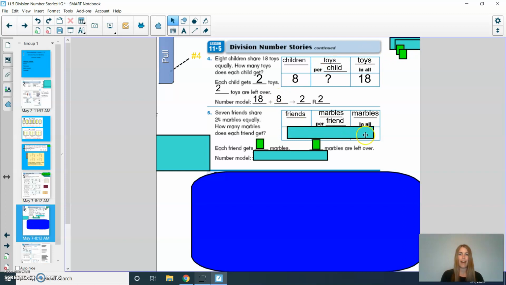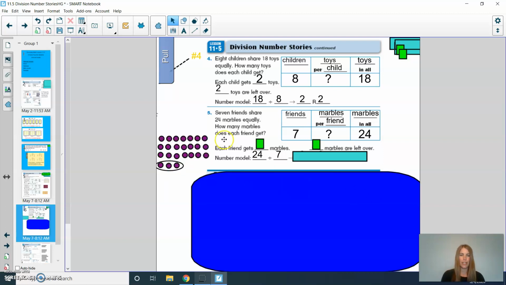For question number 5, 7 friends share 24 marbles equally. How many marbles does each friend get? So I have my friends, which is 7, marbles per friend, which is my question mark, and then I have marbles in all, which is 24. So my number model, I have 24 divided by 7. I want you to hit pause to solve and then play when you're ready to hear the answer.